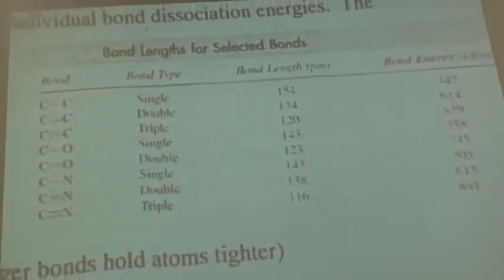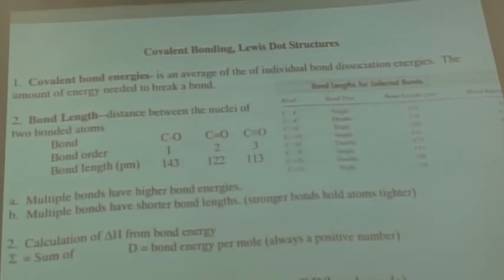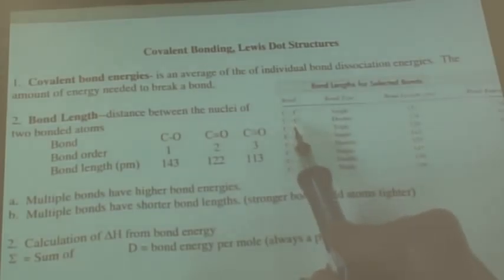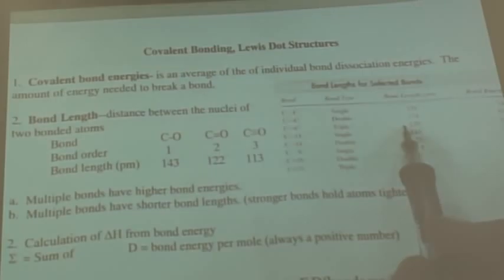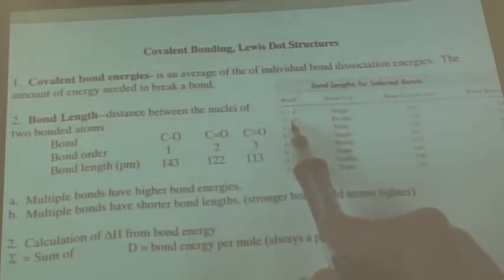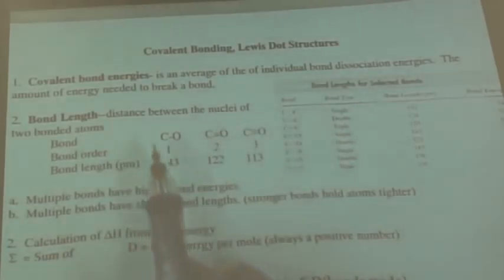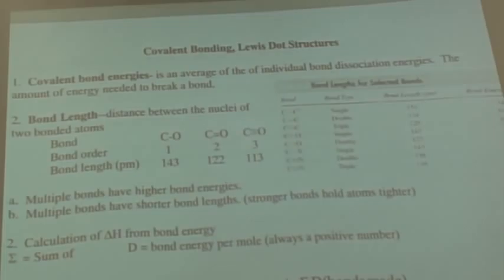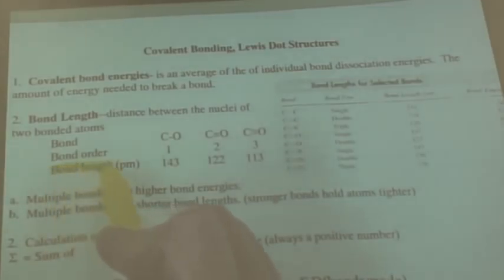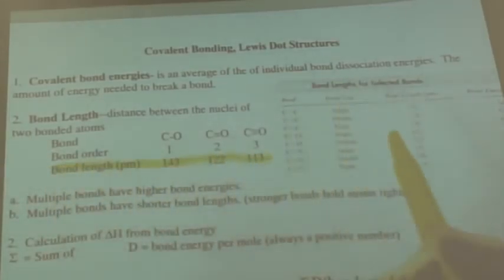So you notice the trend. What is the trend? Okay. As the number of bonds increase, the length decreases. As the number of bonds increase, the amount of energy needed to break those bonds increases as well. Okay, so here's what I would like you to know. First of all, bond length decreases as the number of bonds increase.